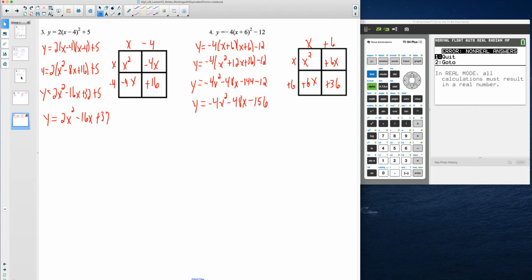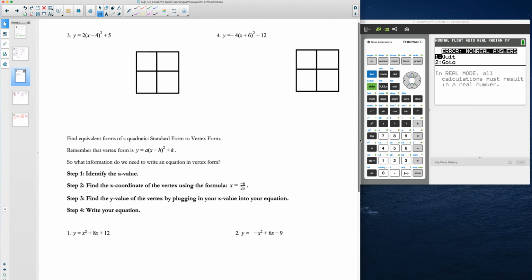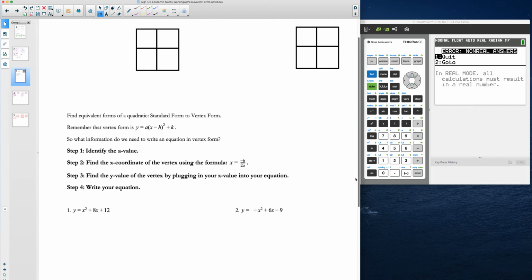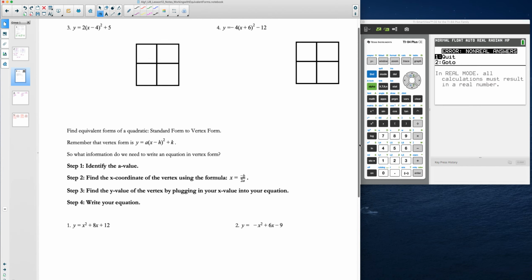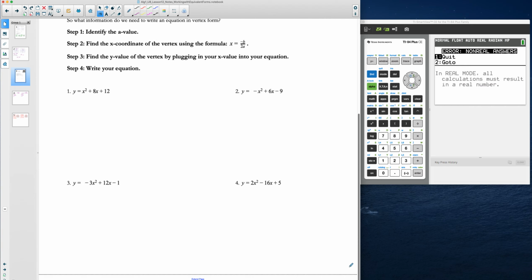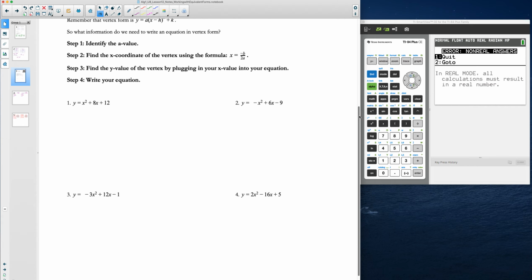So now let's flip back to this page of notes and let's talk about how we go from standard form to vertex form. Now, there is another way to do this. It's called completing the square. We're not going to do that at this time. We'll get to that in Algebra 2. So what we're going to work on is using the tools that we already know how to do.